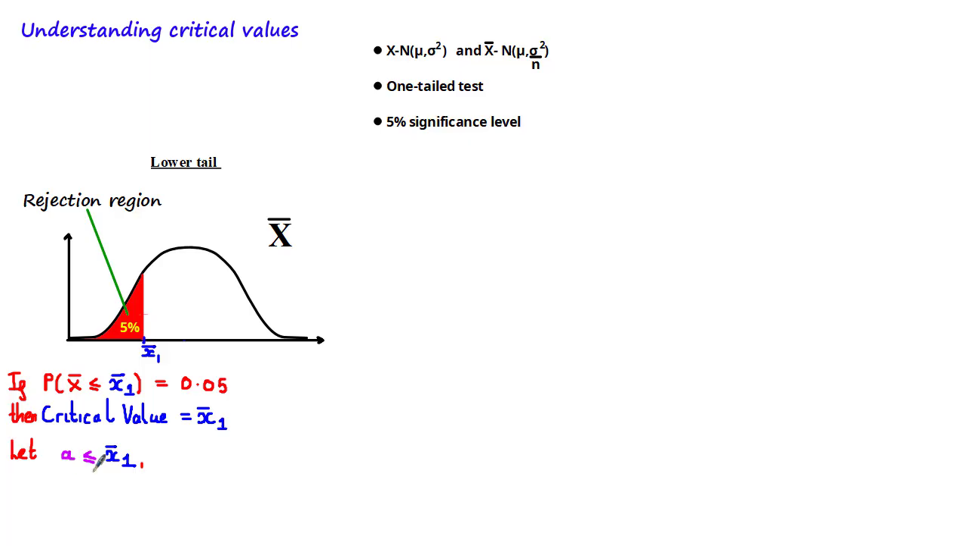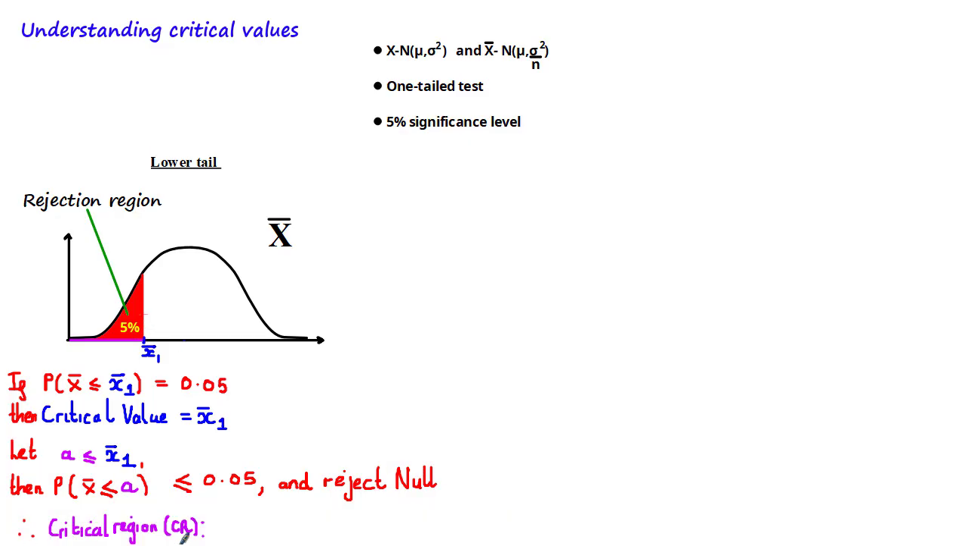So if we let a be some value which is less than or equal to the critical value x bar sub 1, which could be any value along this purple line, then the probability of getting values less than or equal to a must be less than or equal to 0.05, as we established earlier. And this would cause us to reject the null hypothesis, because it would lie in the rejection region.